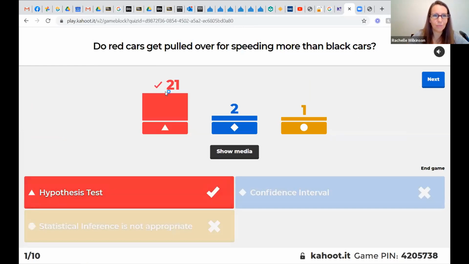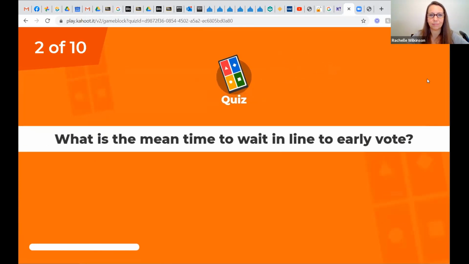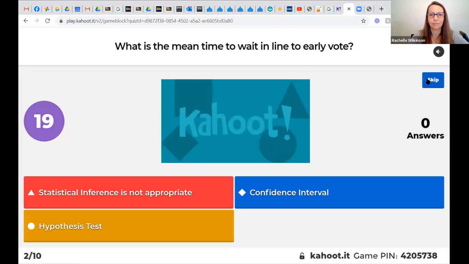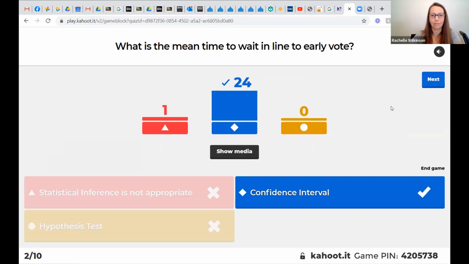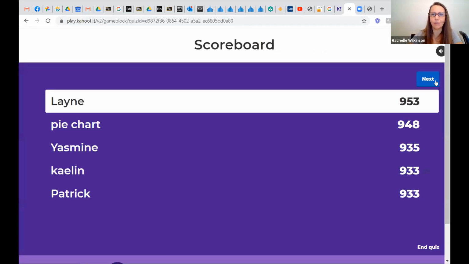All right, good job. So do red cars get pulled over for speeding more than black cars? That would have a word answer, so it's going to be a hypothesis test. All right, good job. Almost everybody got this one too. So what is the mean time to wait in line to early vote? That will be a confidence interval because that would have a numerical answer.